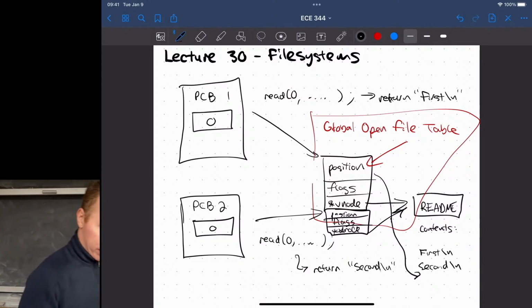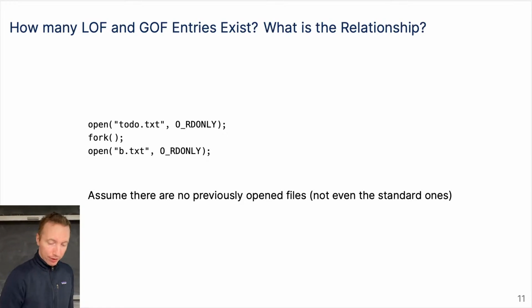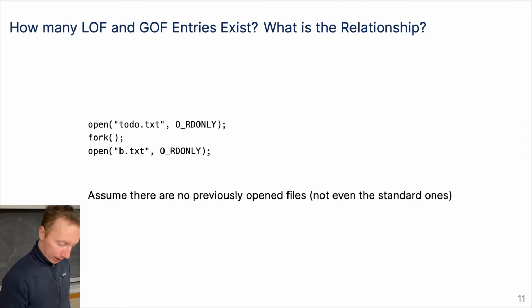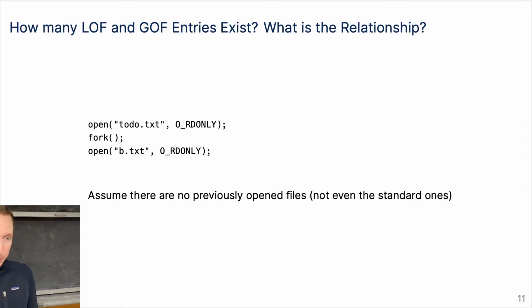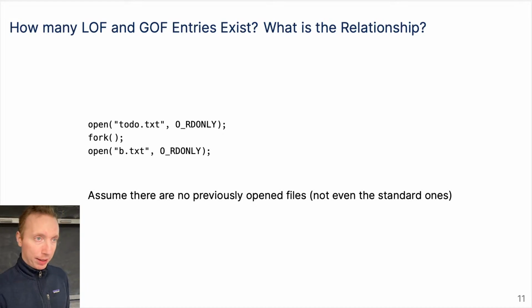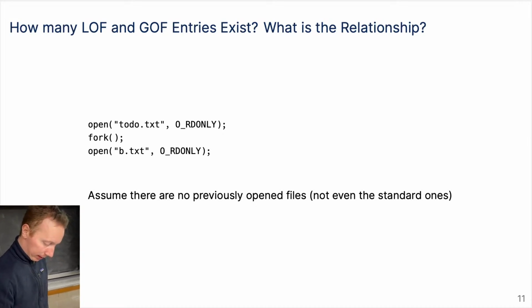So for this example, the local open file table is just a list of file descriptors that point to entries in the global open file table, and the global open file table is what is created whenever a process actually calls open. So in this case, say you have a process, it opens todo.txt, and then it forks, and then it opens b.txt. So you should be able to answer, for each process, how many local open files do they have, and how many global open files are there, and what are their relationships? So any guesses?